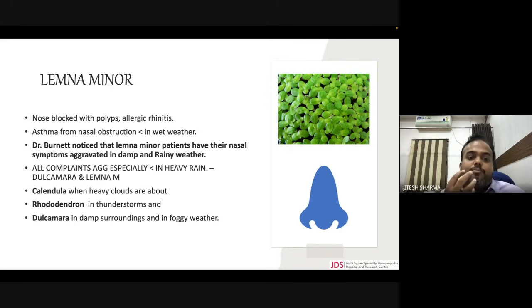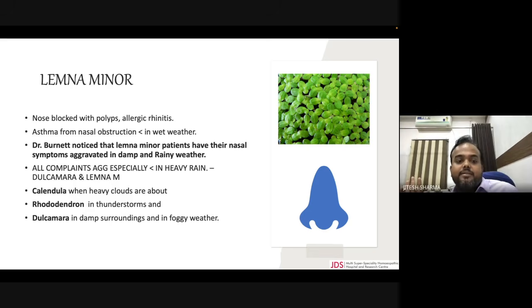Lemna minor. Lemna minor has blocked polyps, allergic rhinitis, and asthma from nasal obstruction in wet weather. Dr. Burnett noticed that lemna minor patients have their nasal symptoms aggravated only in damp and rainy weather. All complaints are aggravated, especially in heavy rain.